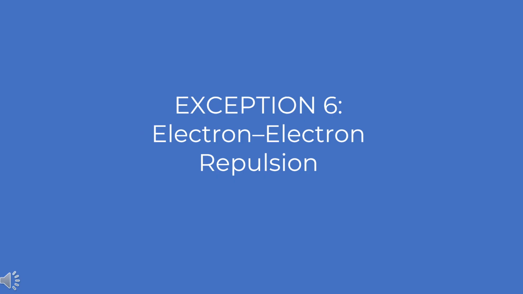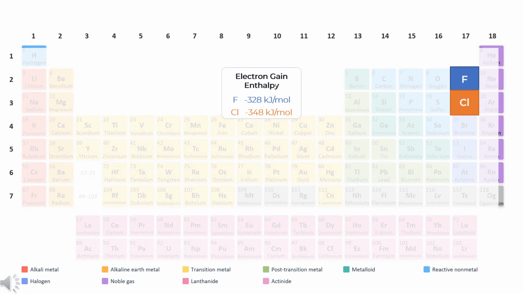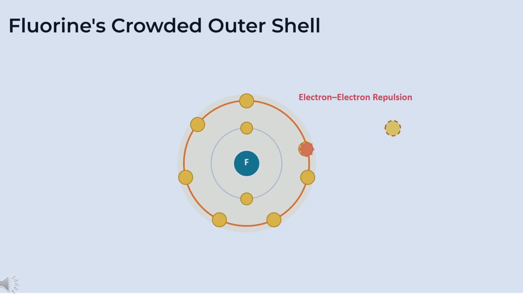The sixth exception is electron-electron repulsion. Fluorine has a less negative electron gain enthalpy than chlorine. Why? Fluorine's crowded outer shell strongly repels the incoming electron, so its electron gain enthalpy is less negative than chlorine's.